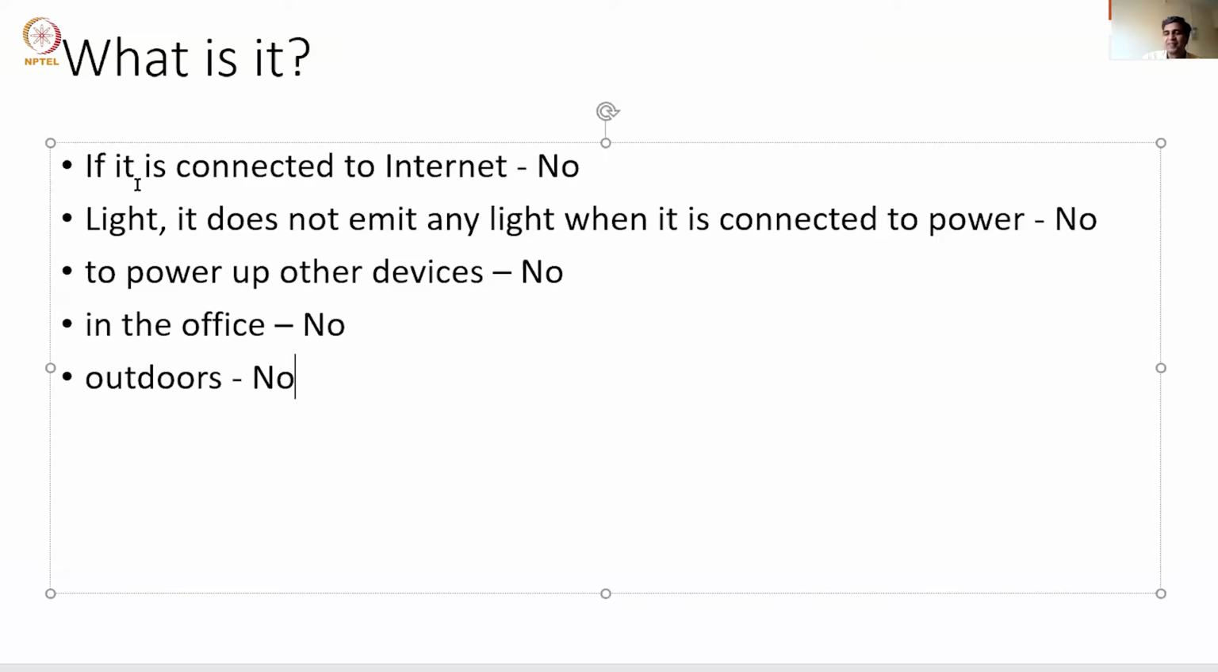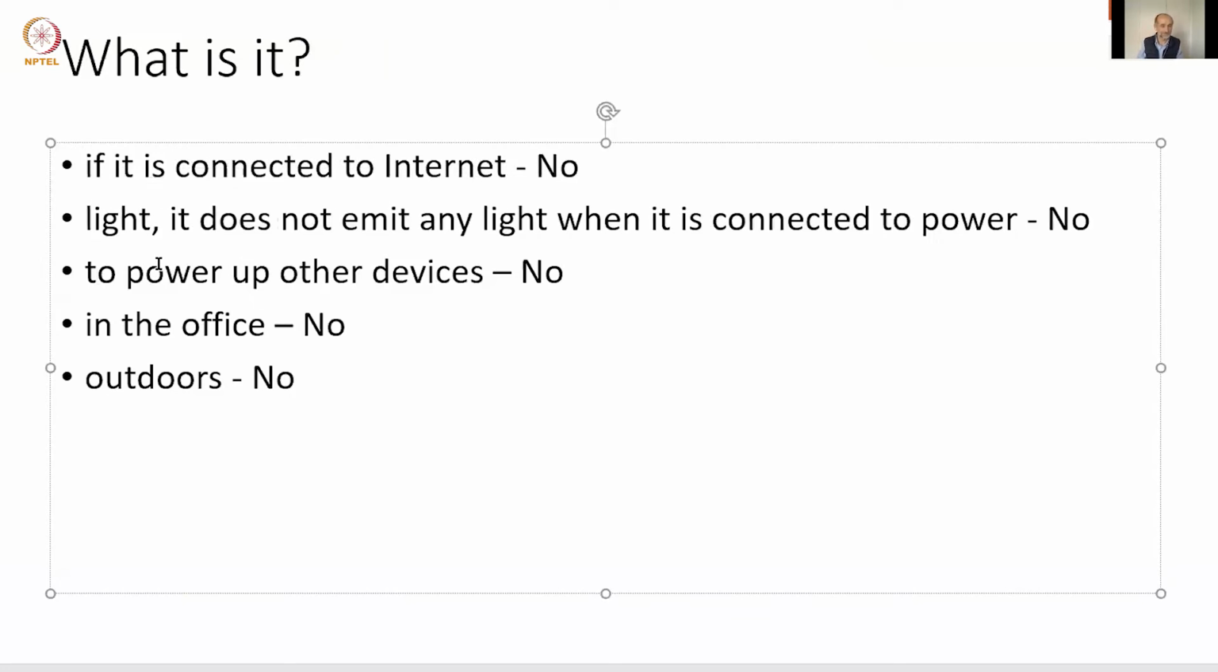Okay. What can we learn right now from your questions? First of all, it is not connected to the internet. It does not emit any light. It does not power any other devices. It is not useful in the office, and it is not useful outdoors. So one interim conclusion: if it is not useful in the office, and not useful outdoors, where is it useful?